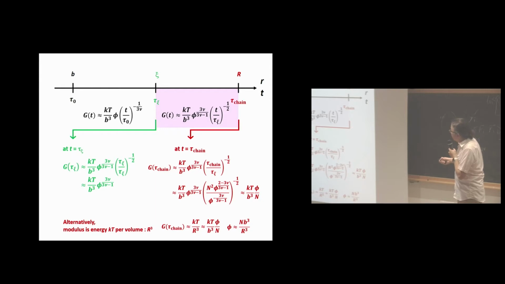And then at the chain level, when t is tau chain, we can input tau chain here, and then we calculate the concentration dependence and N dependence to have this relatively simple relation, kT over b cubed times phi over N. This calculation is further simple if you take the modulus as energy kT per volume, and here the volume is the size of the chain R, so simply kT over R cubed. And then in semidilute solution, chains are always space filling, so that phi is the same as the volume occupied by monomers in the chain. So we can use this relation to have this equation, and we get the same thing.